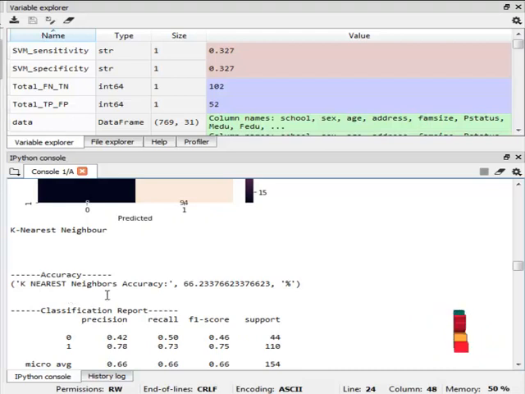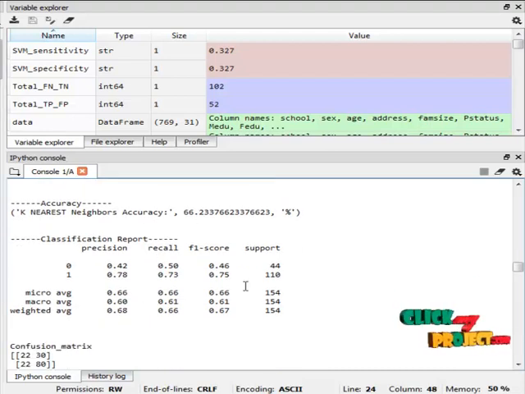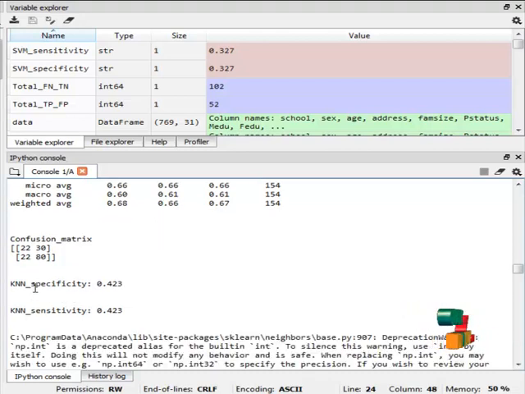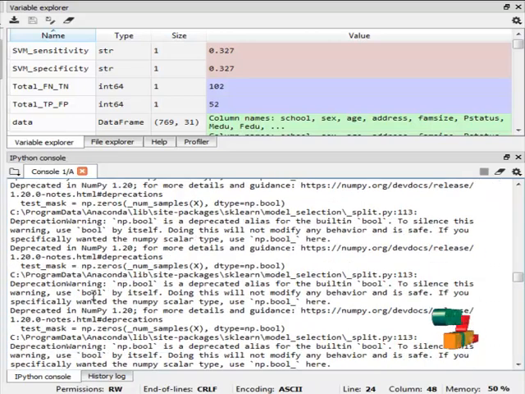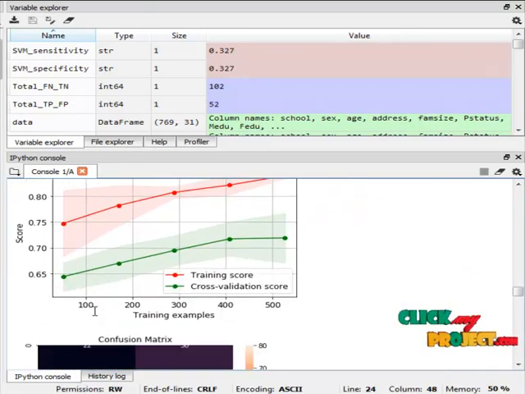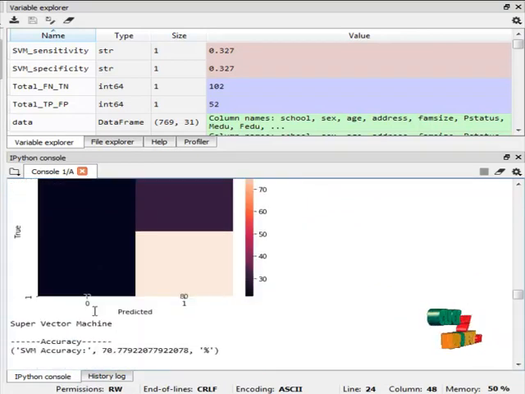The k-nearest neighbor algorithm accuracy is 66%, and these are the classification report of the k-nearest neighbor algorithm. This is the confusion matrix of the k-nearest neighbor algorithm, and its specificity is 0.423 and sensitivity is 0.423. And this is the learning curve of the k-nearest neighbor algorithm.